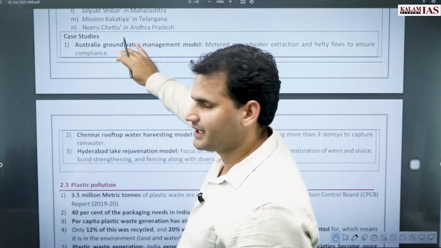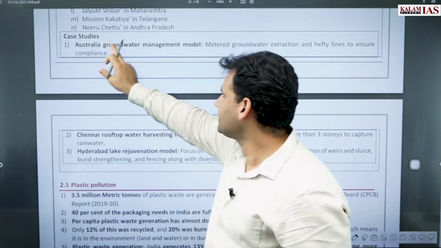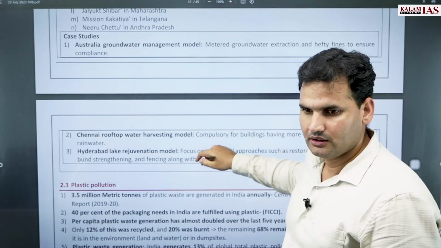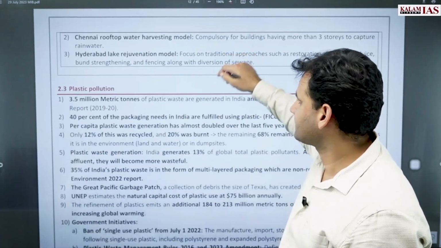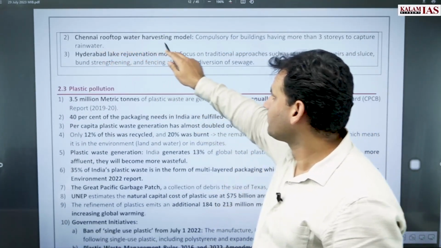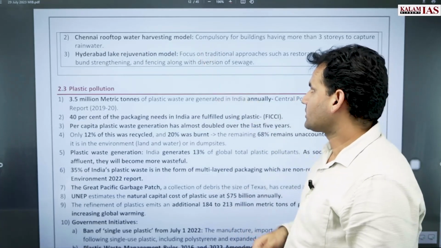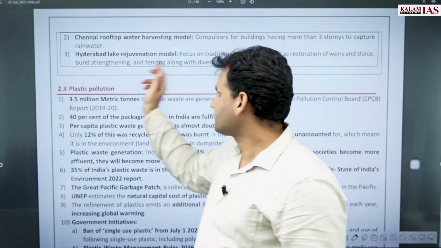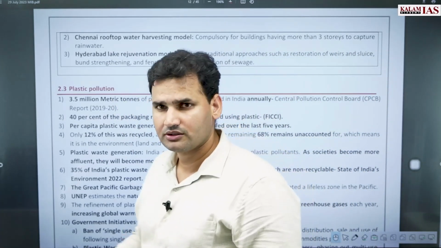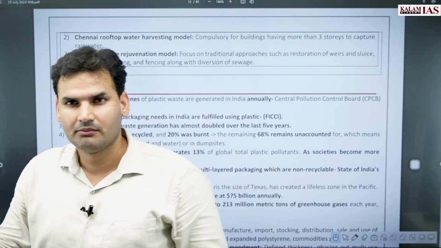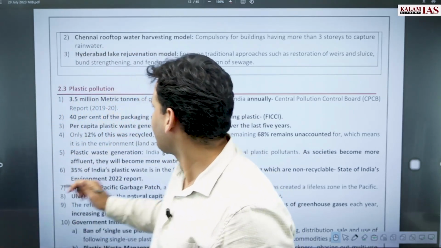And as part of case studies you can use the Australia groundwater management model, which is hailed the world over as a success model. Chennai rooftop water harvesting model, also Hyderabad lake rejuvenation model. So we have a number of these, but these need to be emulated.